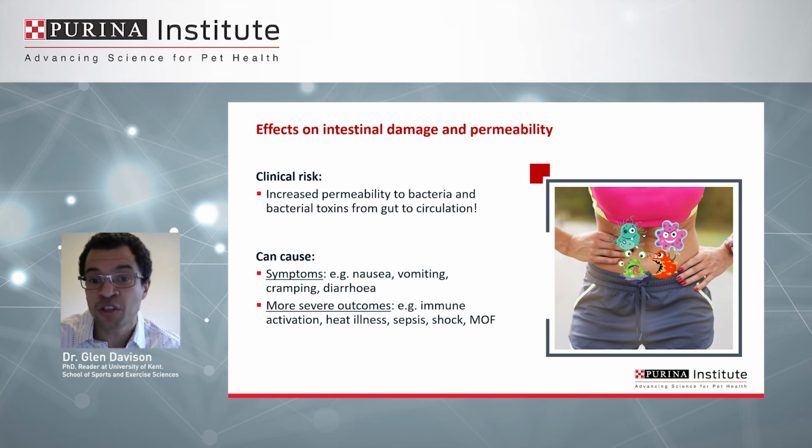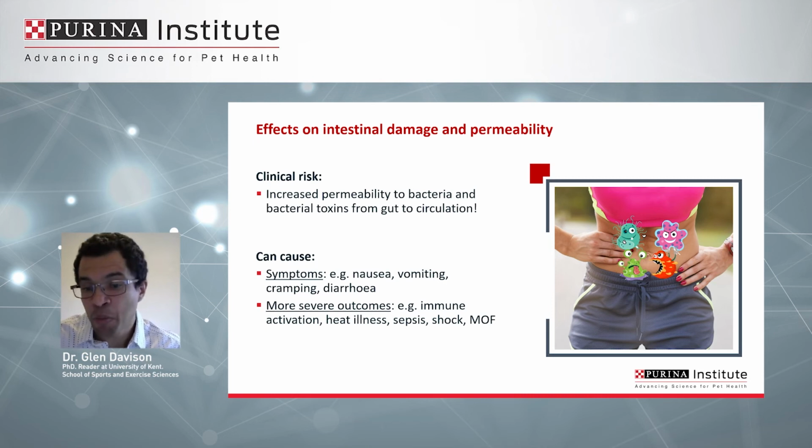And then we can start to see some endotoxemia. Now, at a moderate level, this could be a contributing factor to some of the milder symptoms that you can see in the middle box there. So things like nausea, vomiting, cramping, diarrhea. So some general gastrointestinal upset type symptoms that we often see reported in individuals who suffer from this.